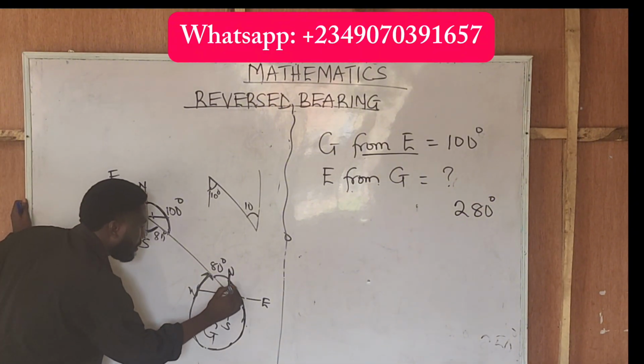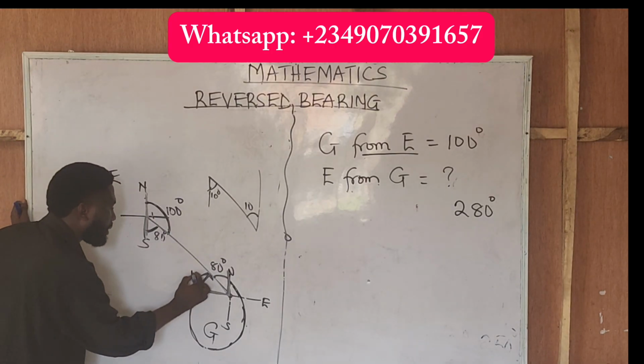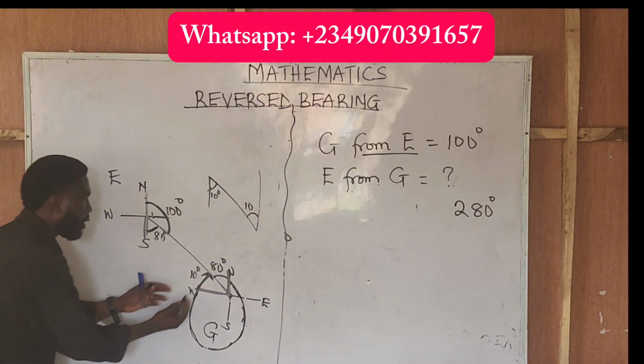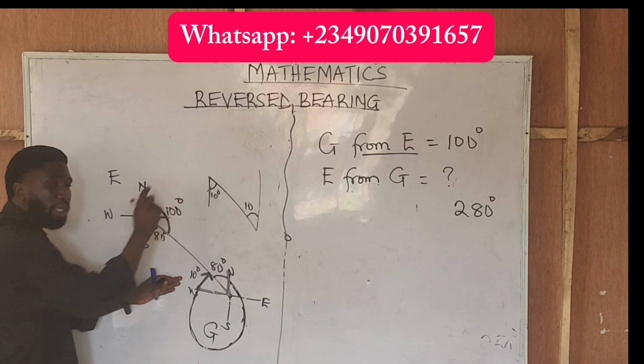But we know that here now is 90 degrees. Here is 90 degrees. So out of 90, we've gotten 80. What we have left here is 10 degrees. Are you getting my point now? So now that we've gotten this point here to be 10 degrees, let's sum all the angles.